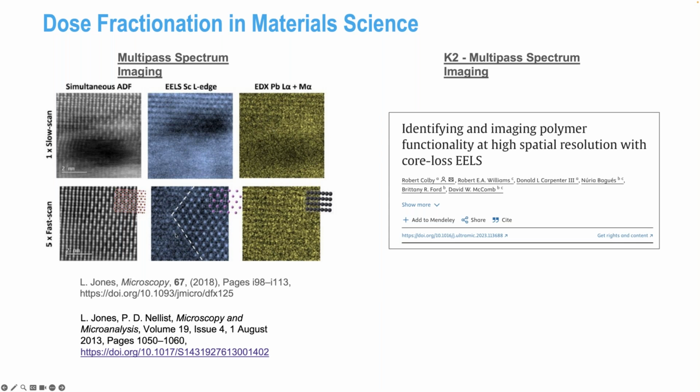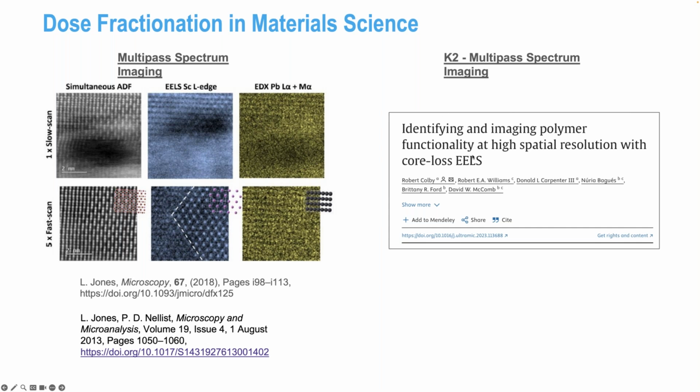Now, this was all done with CCD-based technology. How does that stack up with the counting camera? The counting cameras are going to give advantages, as I've already said, with respect to the noise performance of the detector. There was some early work done by Robert Colby and Dave McComb at OSU. I think Bob was at Exxon, and they did some dose fractionation with a K2 multipass with polymer samples.